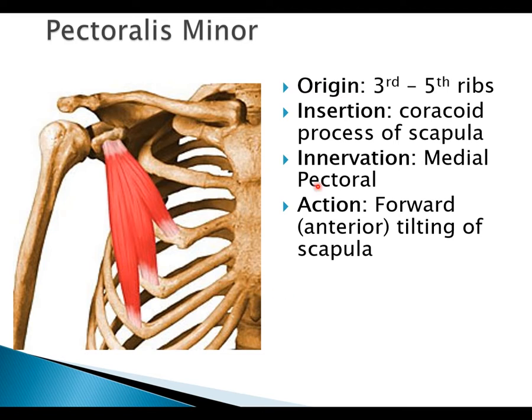Not a very large muscle, but it is one that's often tight, and is definitely linked to forward shoulder posture, because when it is tight and shortened, and when it does contract, it's going to actually pull the scapula forward, causing an anterior tilt of the scapula. The pectoralis minor is innervated by just the medial pectoral nerve, where the pectoralis major is innervated by the medial and lateral pectoral nerve.